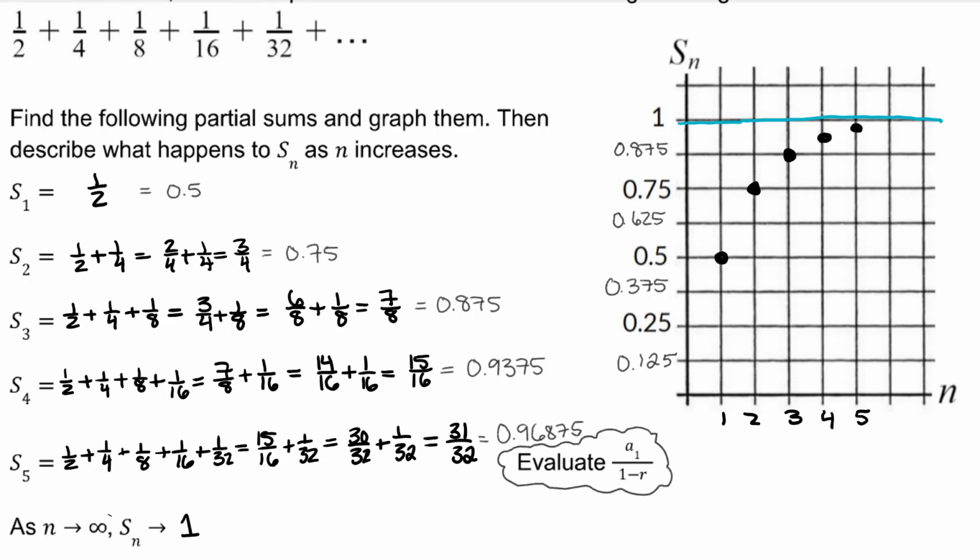Given this infinite series, I want you to evaluate a sub 1 divided by 1 minus r. Well, a sub 1 would just be 1/2, and our common ratio is 1/2.